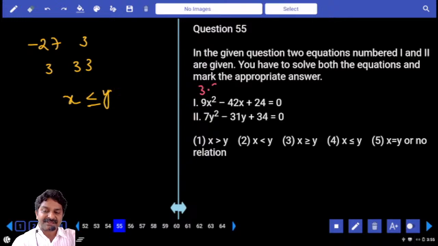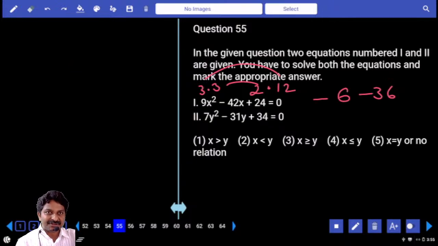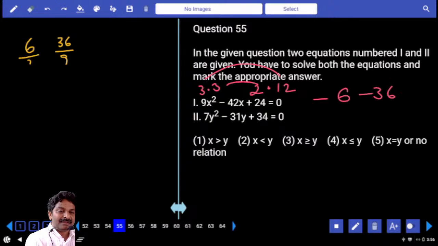9 can be written as 3 into 3. Following, 24 I'll write it as 2 into 12. 3 into 2, 6. 3 into 12, 36. Minus 6 minus 36, minus 42. That is a combination. Factors are plus 6, plus 36 divided by 9.